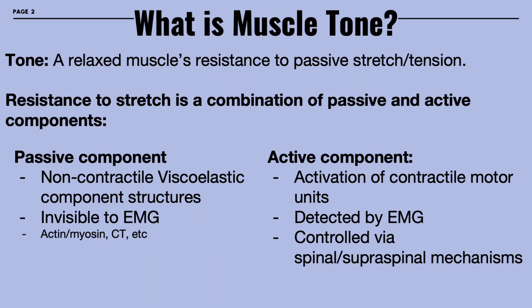Muscle tone is a relaxed muscle's resistance to both passive stretch and tension. And it is a combination of both passive and active components. Those passive components being non-contractile viscoelastic structures, such as actin, myosin, connective tissue, whereas the active component of muscle tone is that actual activation of contractile motor units, and it is detected via EMG. This is typically controlled by spinal and supraspinal mechanisms.